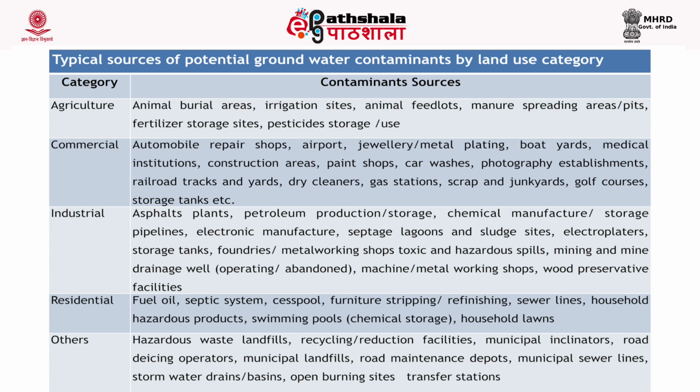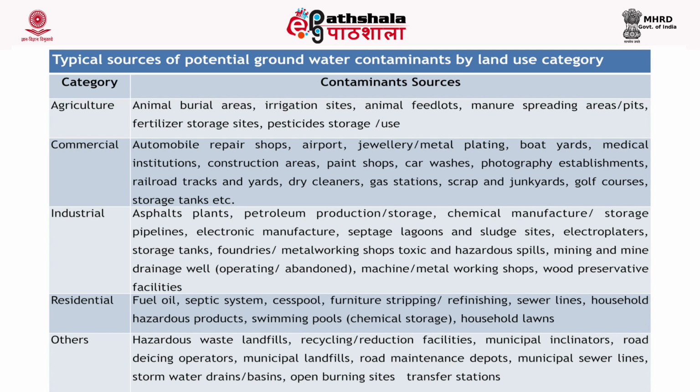For example, in agriculture, various activities like animal burial areas where dead animals are buried, irrigation sites, animal feedlots, manure spreading, fertilizer storage, pesticide storage, and leaching from these storage sites can reach the groundwater and contaminate it. Various commercial activities like repair shops, airports, jewelries, boatyards, medical institutions, paint shops, etc., contaminate groundwater when water mixes with these sites and percolates.